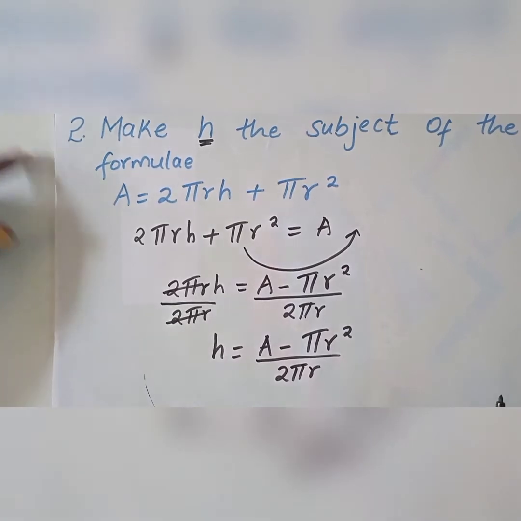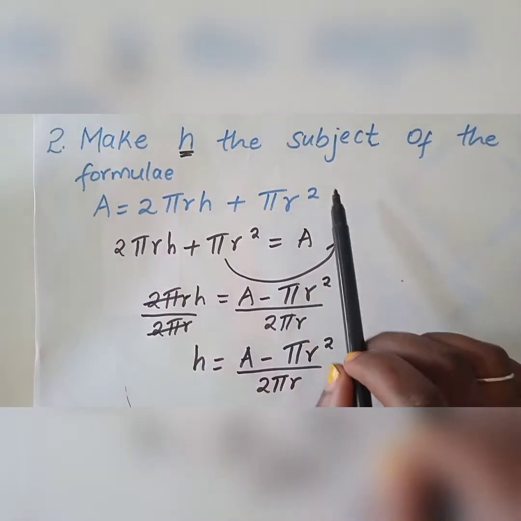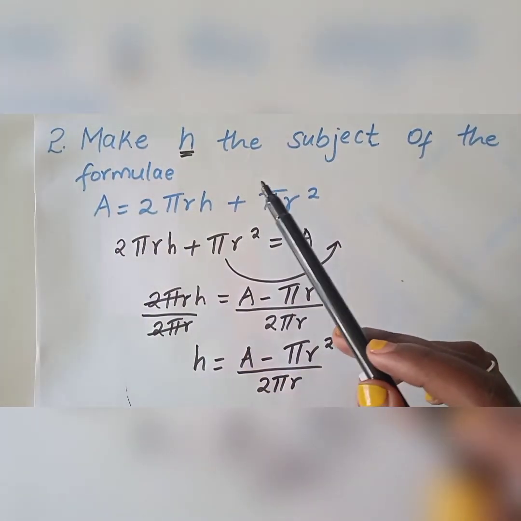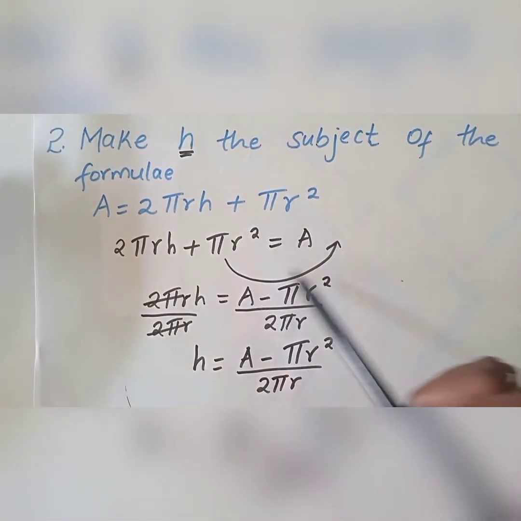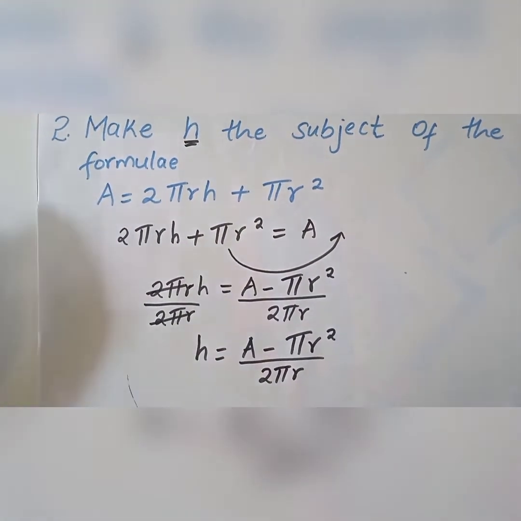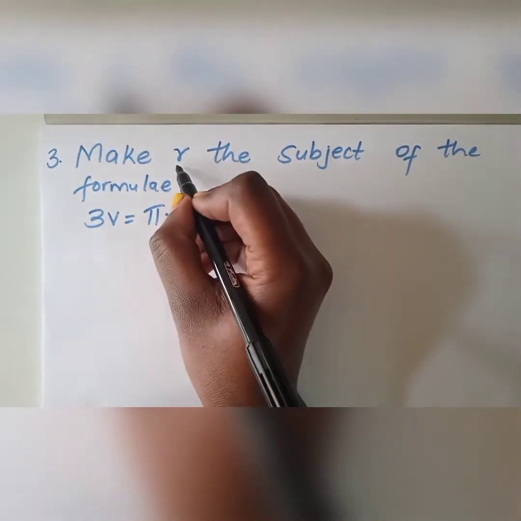So something you need to be careful about when you're making the subject of the formula is you look at the number that is attached to your letter that you need to make the subject, and you get rid of it. So when it crosses the equal sign, it will change the sign. So that's number 2.